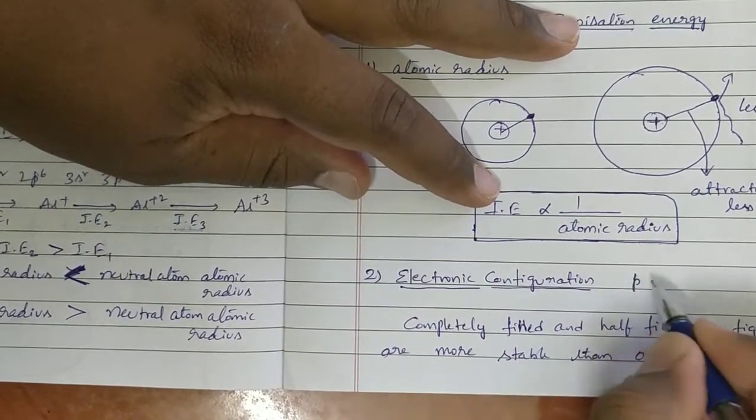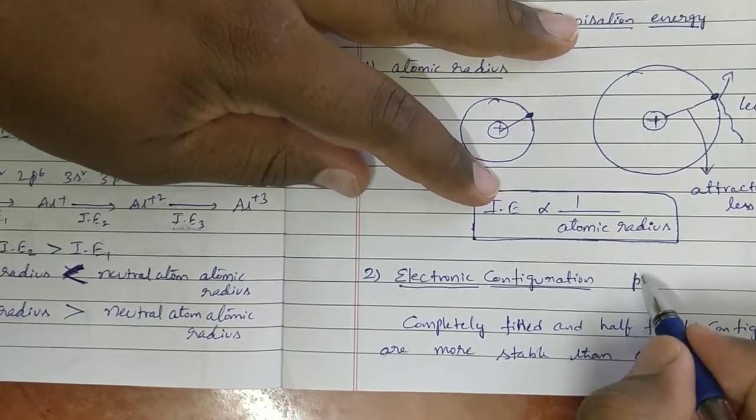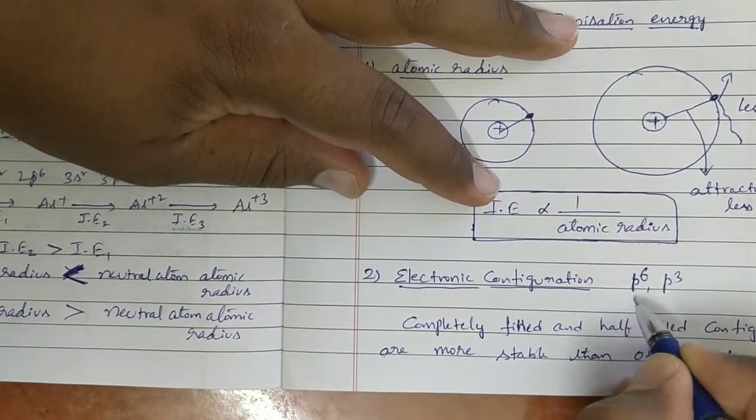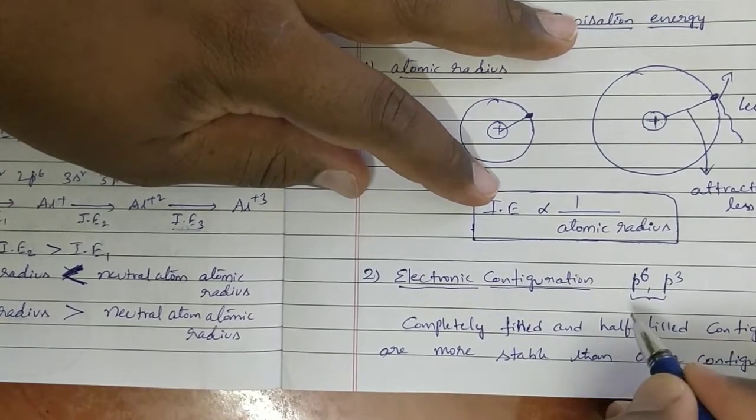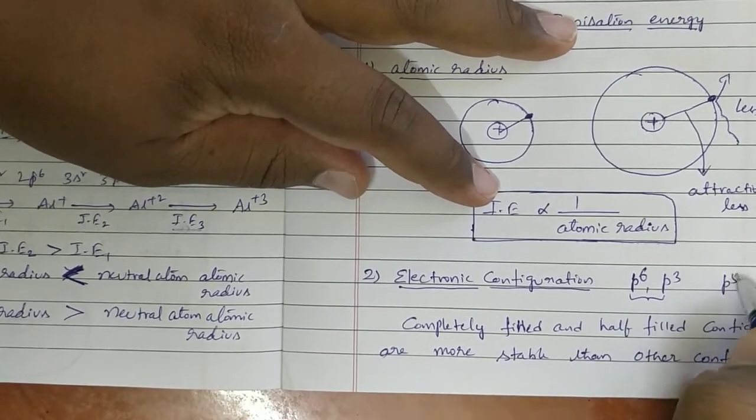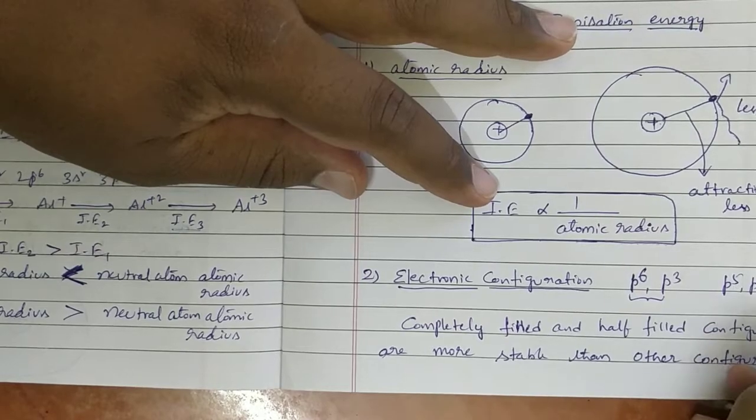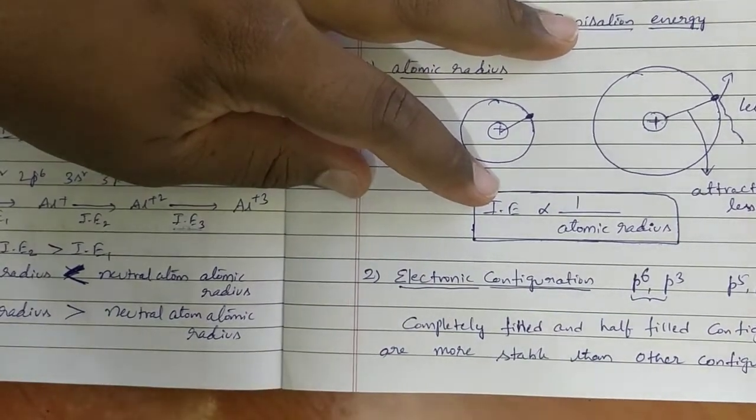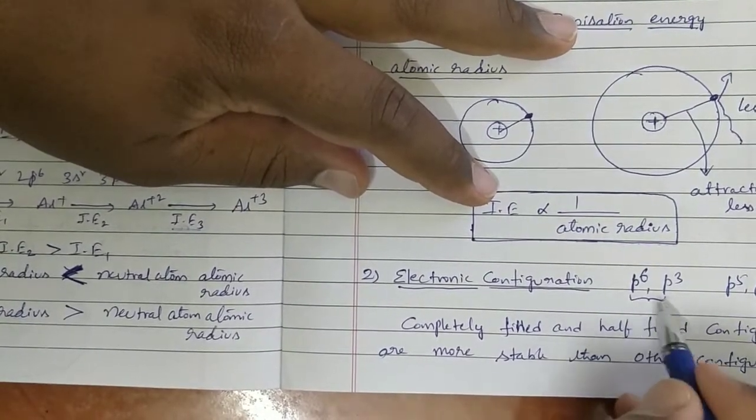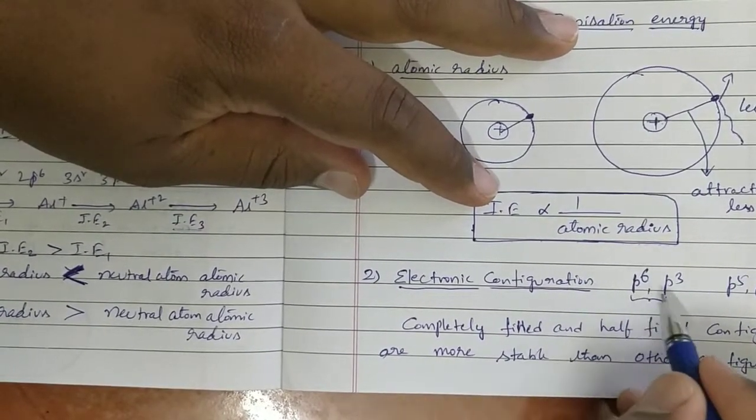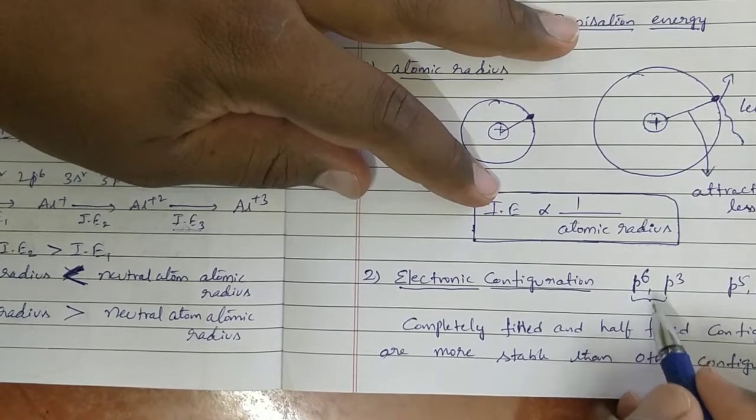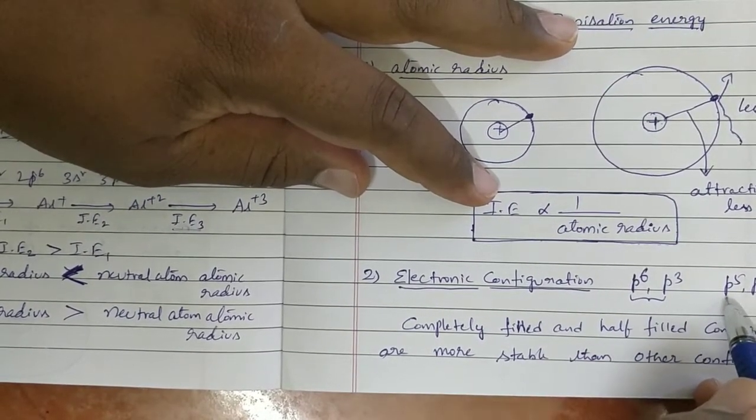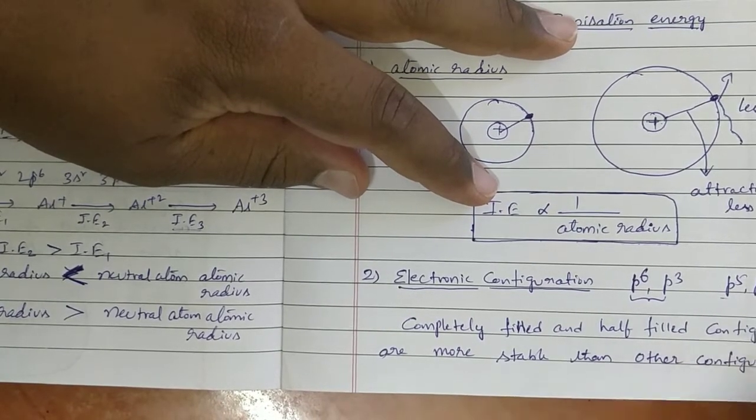Example, p can accommodate 6 electrons. p6 is completely filled, p3 is half filled. These two are more stable when compared to p5, p4, p2, p1. So p6 and p3, this is a completely filled configuration, this is a half filled configuration. Every time, completely filled and half filled configurations are more stable than other configurations.